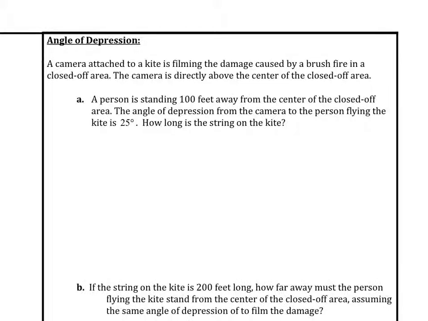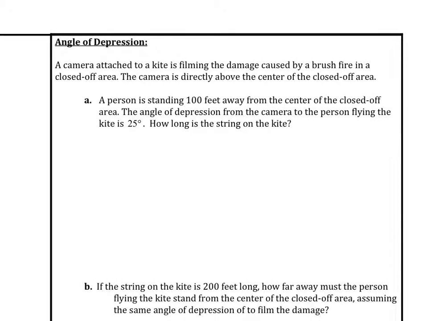This one you now have a picture, so you should draw one to the best of your ability. The more detailed it is, usually the easier it is for you to understand. This is a weird one. It says a camera attached to a kite, maybe it's like a GoPro, is filming the damage caused by a brush fire in a closed-off area. The camera is directly above the center of the closed-off area.